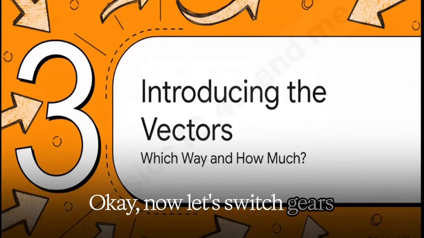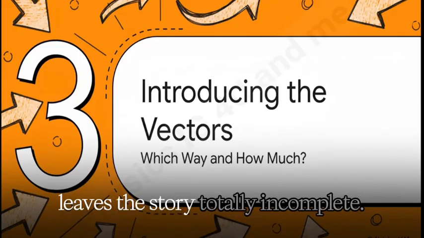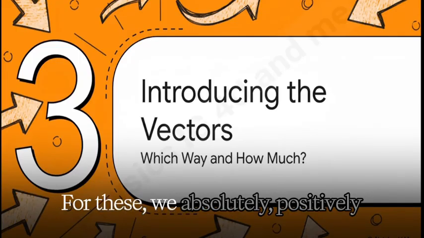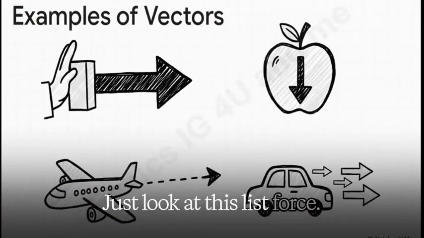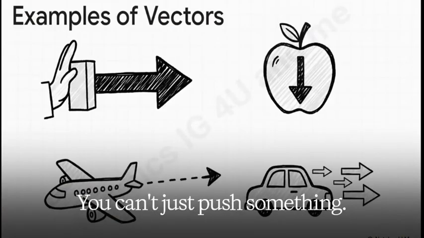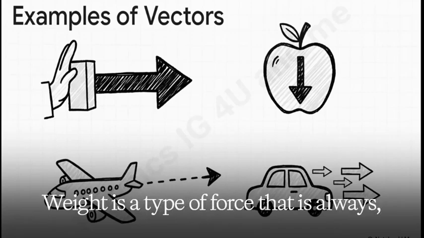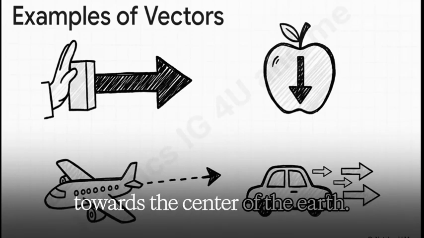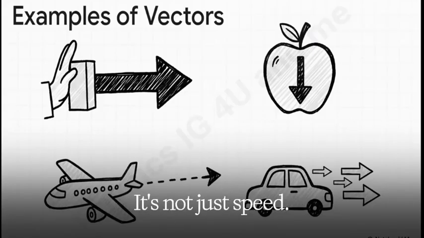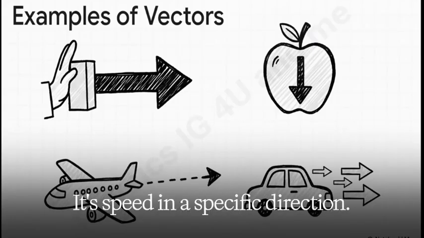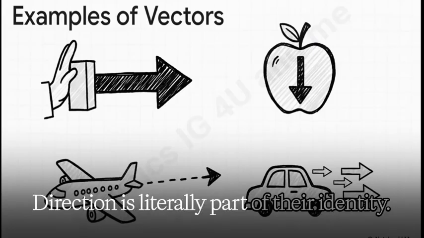Okay, now let's switch gears and move on to the vectors. This is where just saying how much leaves the story totally incomplete. For these, we absolutely, positively have to know which way. Just look at this list. Force, you can't just push something, you have to push it in a direction. Weight is a type of force that is always pulling you downwards towards the center of the earth. And velocity, hey, that's our airplane example. It's not just speed, it's speed in a specific direction. The same goes for things like acceleration and momentum. Direction is literally part of their identity.